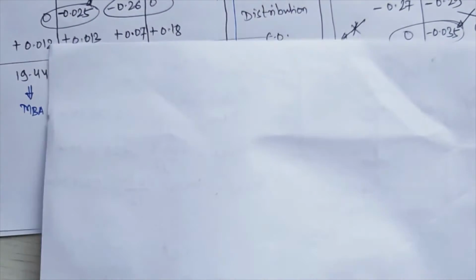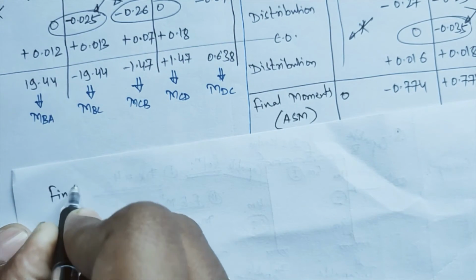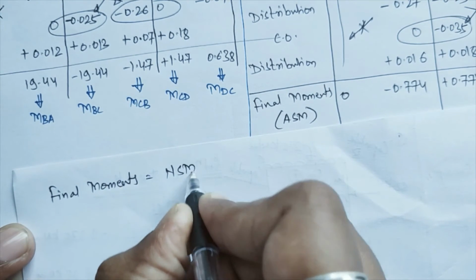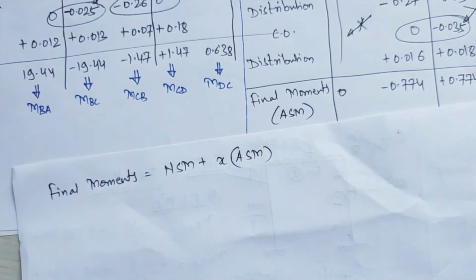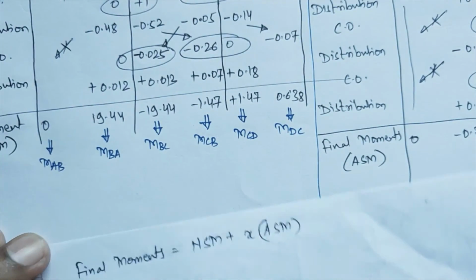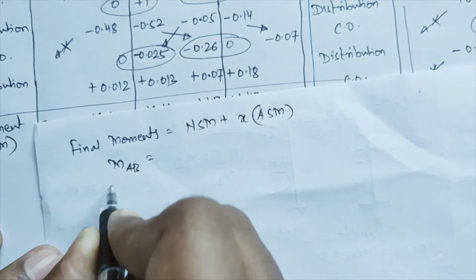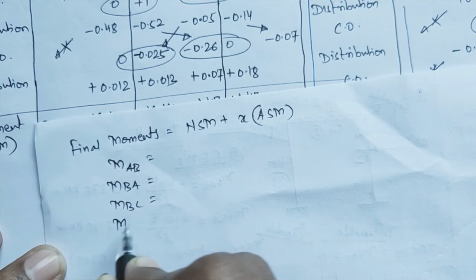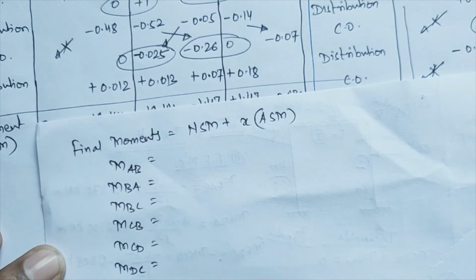Okay. So one relation we have seen in our previous lecture, that is, final moments is equal to non-sway moments plus x times the assumed sway moments. So using this relation we will get the relation for every member from these two tables. So we'll see the final moments, that is, all members I'll write here: MAB, next is MBA, MBC, MCB, MCD, and last is MDC over there.